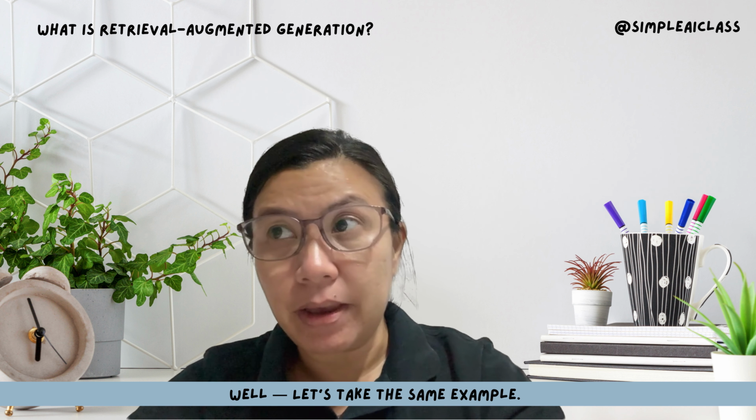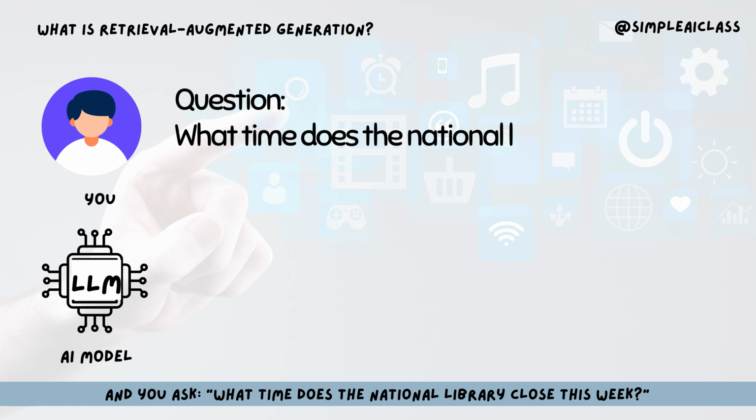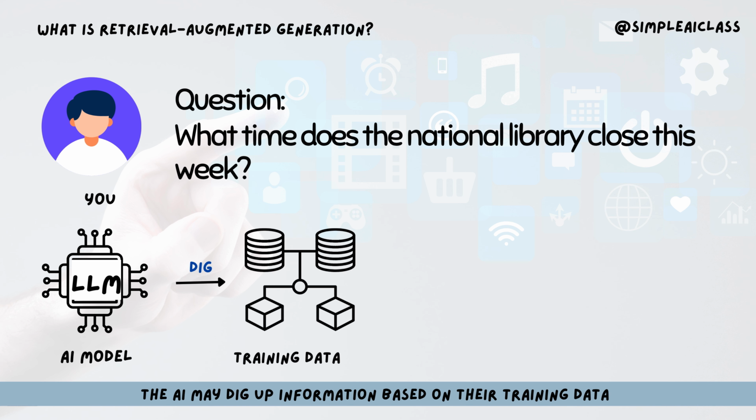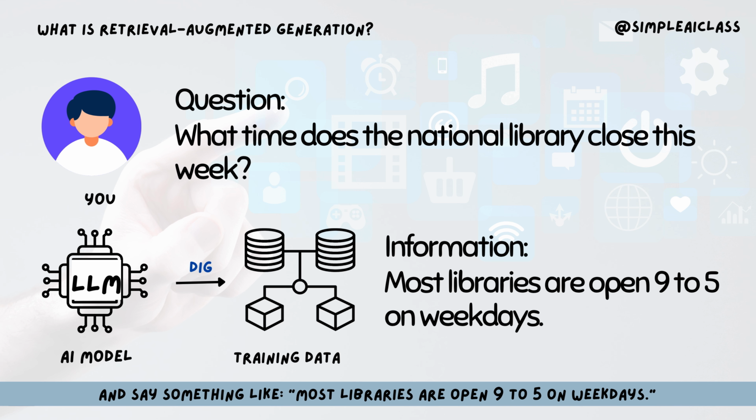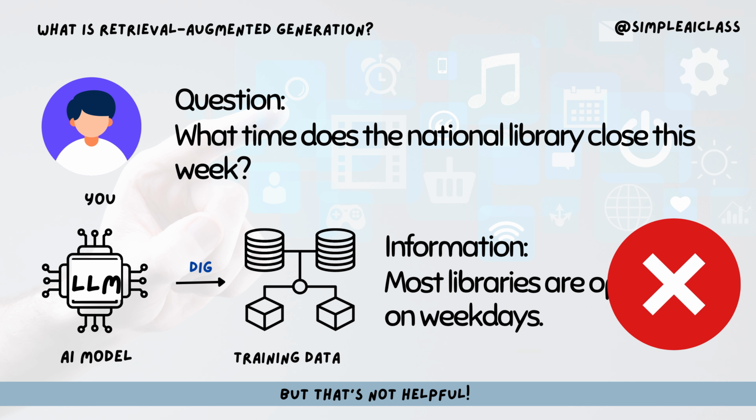Well, let's take the same example. Imagine you are using ChatGPT or any AI assistant and you ask, what time does the National Library close this week? The AI may dig up information based on its training data and say something like, most libraries are open 9 to 5 on weekends. This is a generic answer. But that's not helpful. You need the answer for the specific hours for your library right now.